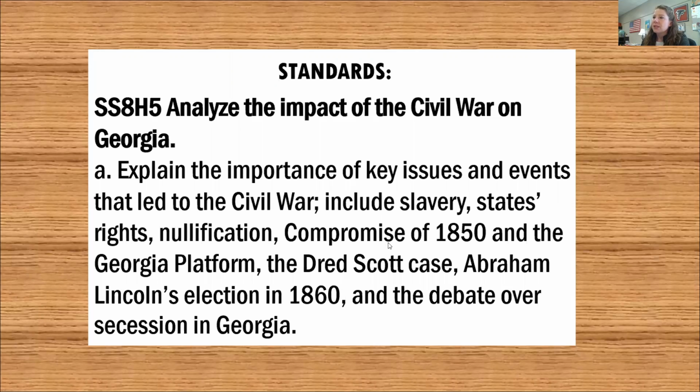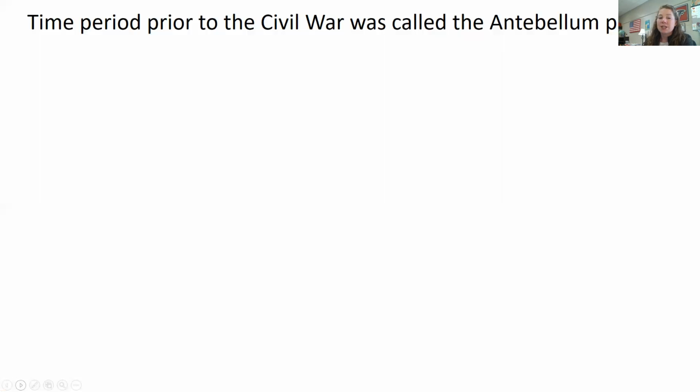So let me just talk to you about a few things, just as an introduction for the week. We're going to look at those important issues and events that led to the Civil War, which includes, of course, slavery, states' rights, nullification, the Compromise of 1850 and the Georgia Platform, the Dred Scott case, a case that went to the Supreme Court, Abraham Lincoln's election of 1860, and the debate over secession in Georgia. Up until the time that we think of as the Civil War, the time leading up to it was called the antebellum period in the history of the United States.